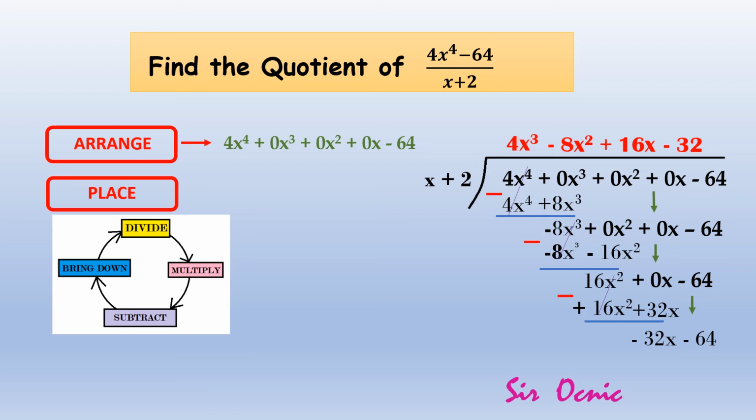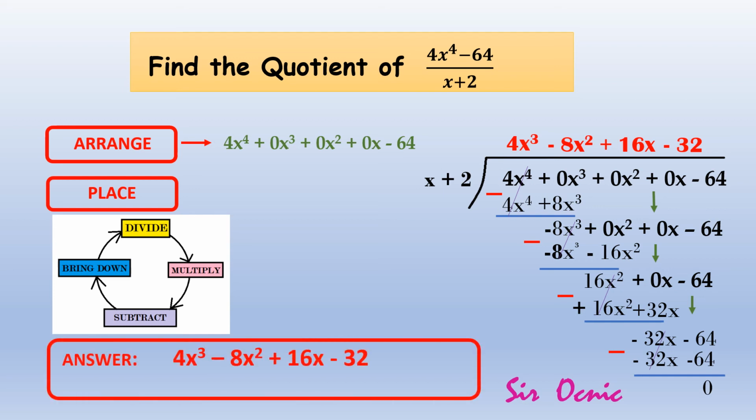Multiply negative 32 to x plus 2. We will then have negative 32x minus 64. Subtract the remaining terms. The remainder is equal to 0. Therefore, the answer is 4x cubed minus 8x squared plus 16x minus 32.